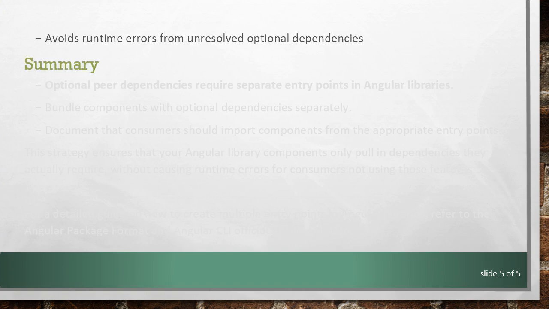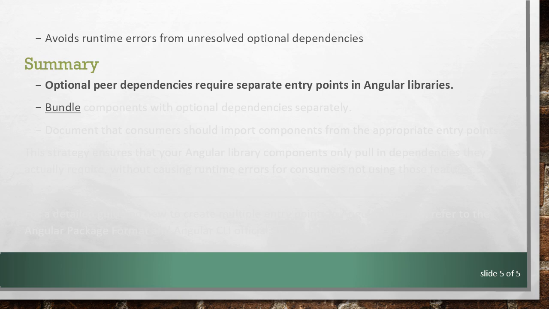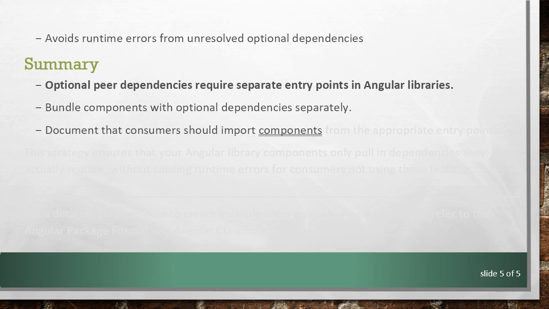Summary. Optional peer dependencies require separate entry points in Angular libraries. Bundle components with optional dependencies separately. Document that consumers should import components from the appropriate entry points.